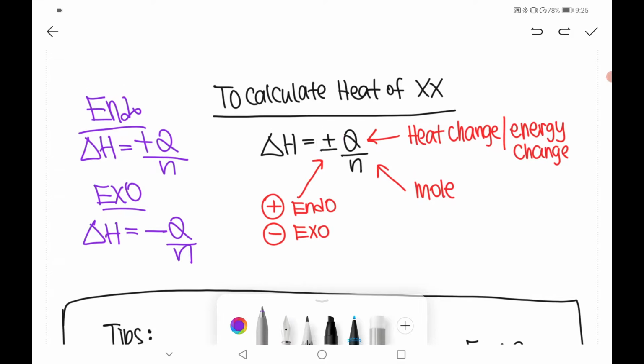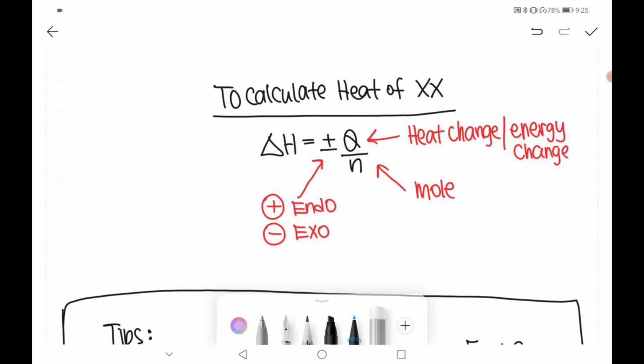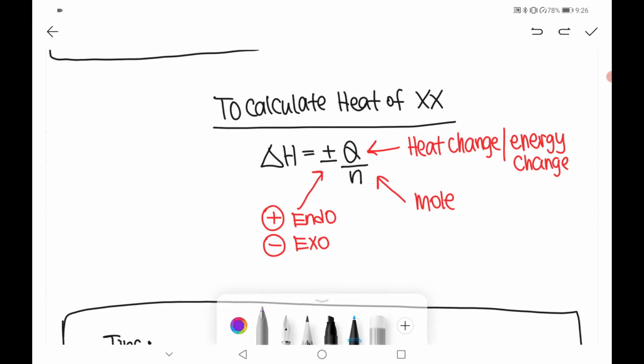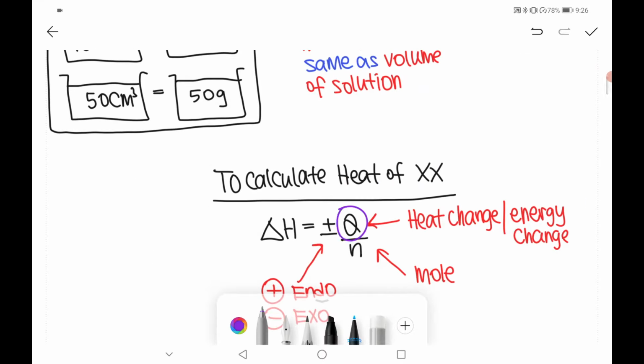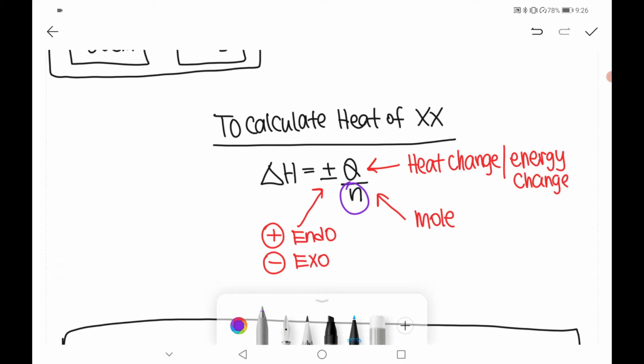You use plus if the reaction is endo. You use minus if the reaction is exo. So this is very, very important. Next one, the Q here stands for heat, which is what we calculated just now, the Q equal to mc theta. After we calculate, we take the Q and put it here. The last one, the small n here stands for mole. So that is what you need to know.